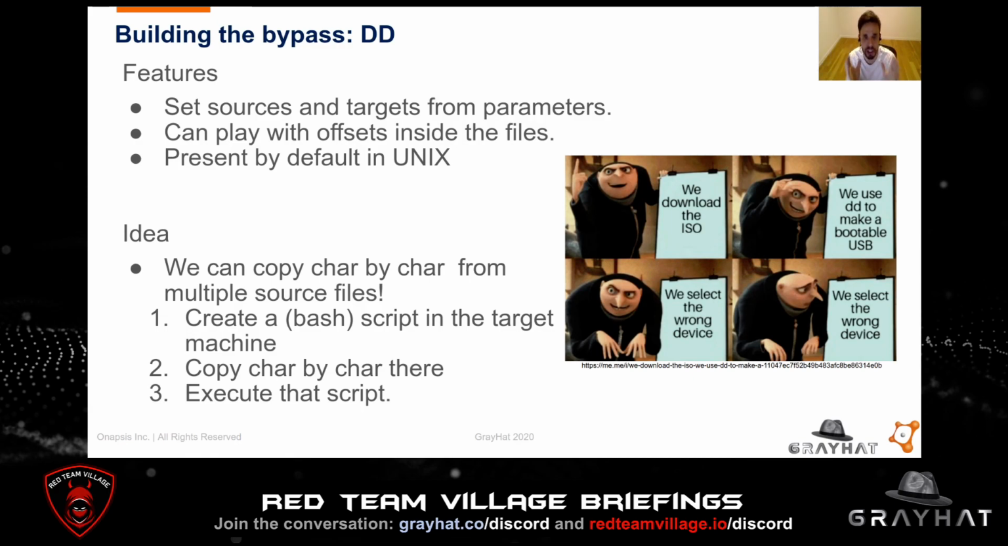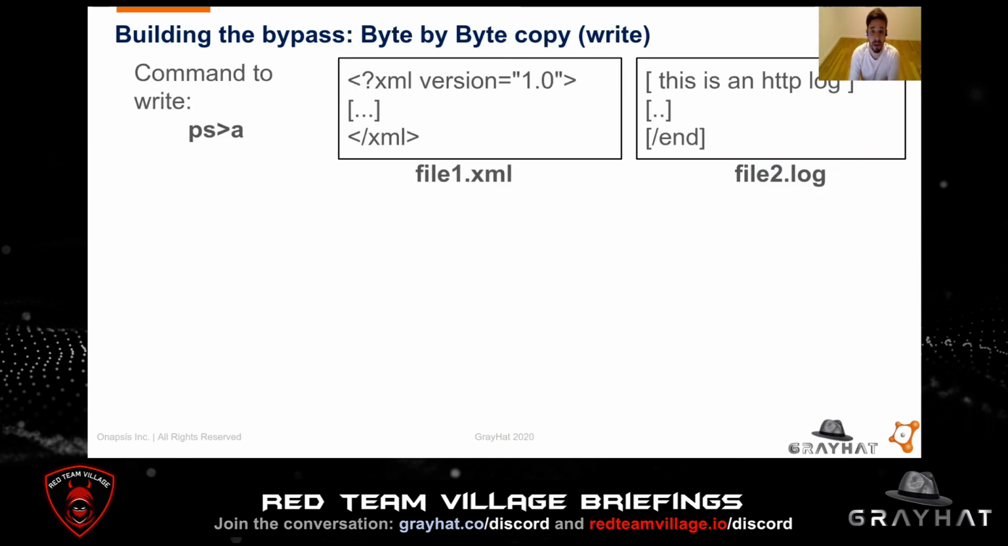So leveraging that feature, what we thought was maybe we can start copying different characters from multiple input source files, and write all of them to a particular output file. And basically by doing this, we are going to be writing any file that we want with the content that we want. So we can write a bash script and later execute it. So this is an actual example of how to do that.